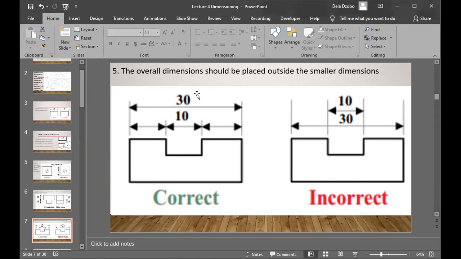That is why we are now saying that dimension lines should be placed outside of smaller dimensions. So if you have a larger dimension, place it outside or over a smaller dimension. So this is wrong and this is correct.